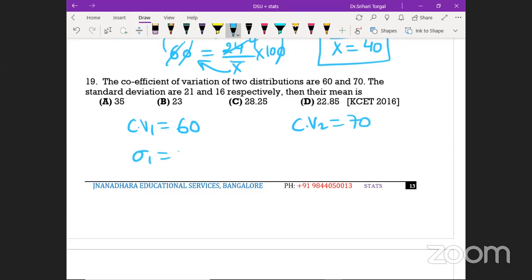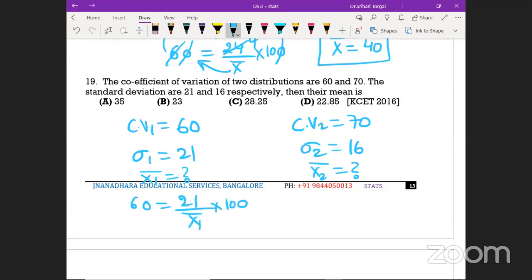What is sigma 1? 21. Sigma 2 is 16. What is x1 bar? What is x2 bar? For that, we have to calculate. CV1 is 60, which is equal to 21 by x1 bar into 100. And 70 is equal to 16 divided by x2 bar into 100.